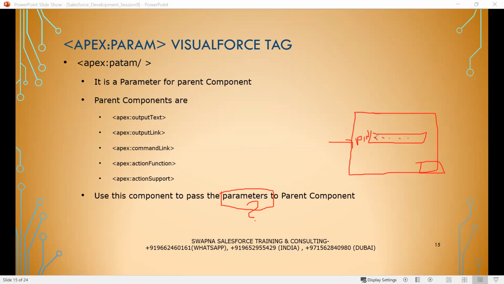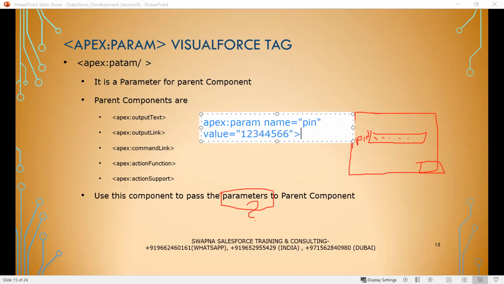You are providing a parameter here. For PIN, you are providing a parameter. So what will Param do? Param is apex:param, and you'll say name. If the input parameter is, let's assume, PIN, then you'll say value equal to the password, 1, 2, 3, 4, 5, whatever the password is there.